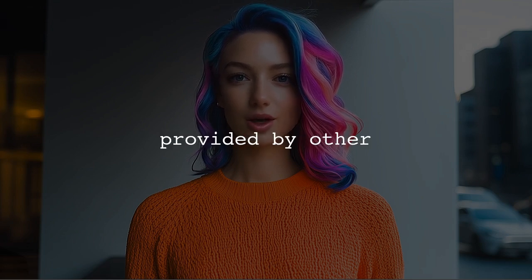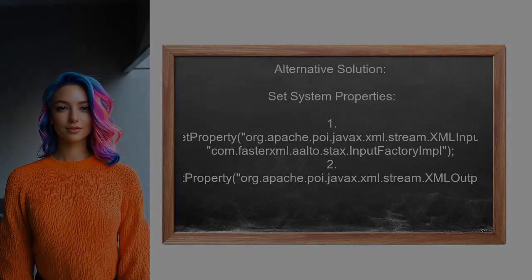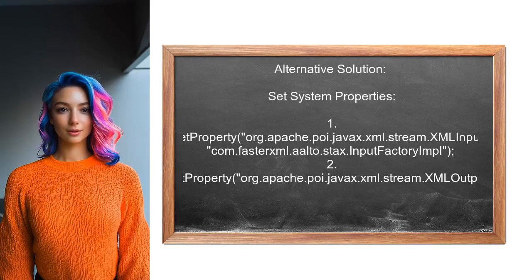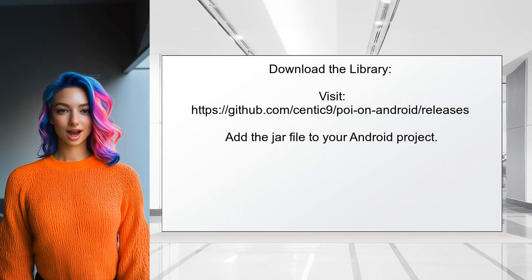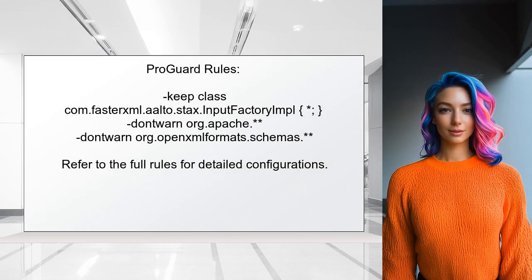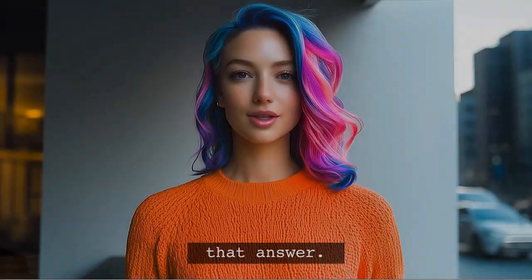Now let's look at the answers provided by other users. An alternative solution provided by another user involves setting specific system properties to resolve issues with finding an XML parser when using Apache POI. They suggest adding these lines of code before using the library. Additionally, the user recommends downloading a ready-made jar file from a specific GitHub repository to simplify the integration of Apache POI into your Android project. For Proguard, the user provides a comprehensive set of rules to prevent warnings and ensure the necessary classes are kept intact during obfuscation. That's all on that answer.